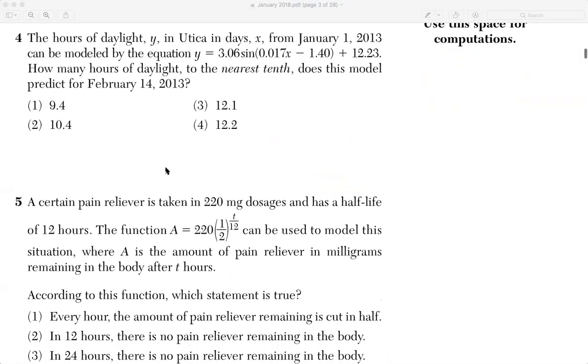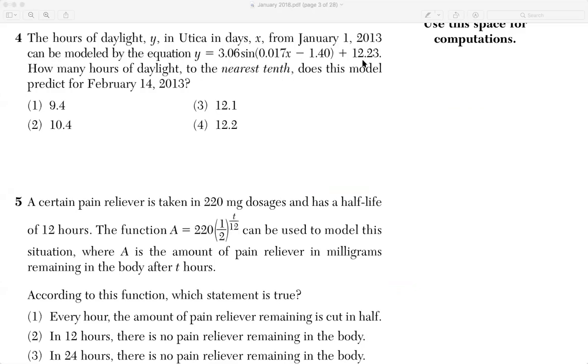Let's see, the hours of daylight. So here we're on question 4. The hours of daylight, Y, that's the number of hours, in Utica, that's in New York, in days, X, so X represents days, from January 1st, 2013, can be modeled by this equation.